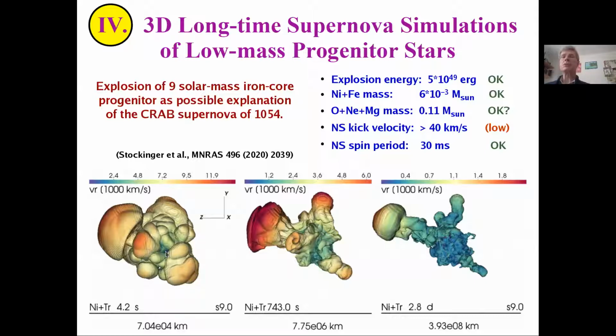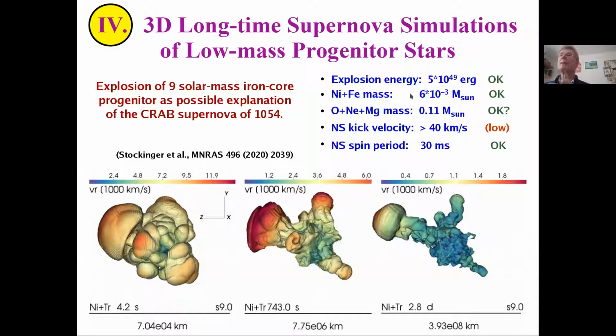The left plot shows the asymmetric explosion after about 4 seconds. The middle plot shows the same explosion after 12 minutes. And on the right side, you see the situation after close to 3 days. And you see this explosion developing highly asymmetrically.